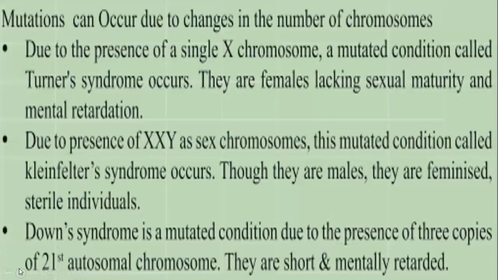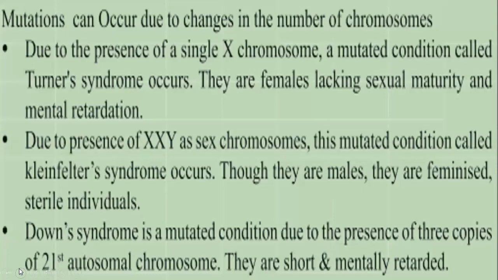Mutations that can occur due to changes in chromosomes are shown below. Due to the presence of a single X chromosome, a mutation condition called Turner syndrome occurs. They are females lacking sexual maturity, and with mental retardation. Due to the presence of XXY instead of XX chromosomes, a mutated condition called Klinefelter syndrome occurs. Though they are males, they are feminized, sterile individuals.